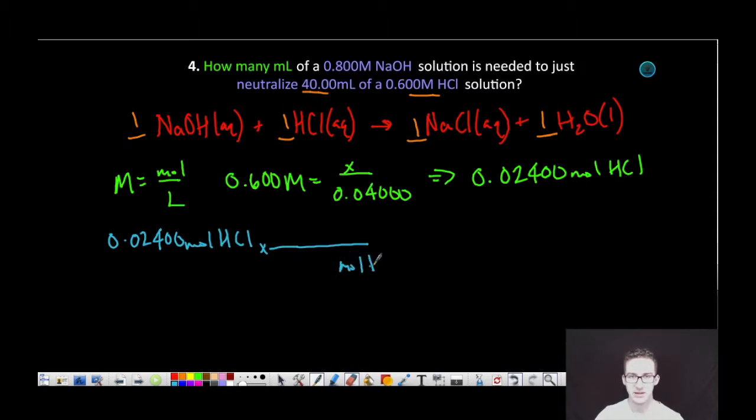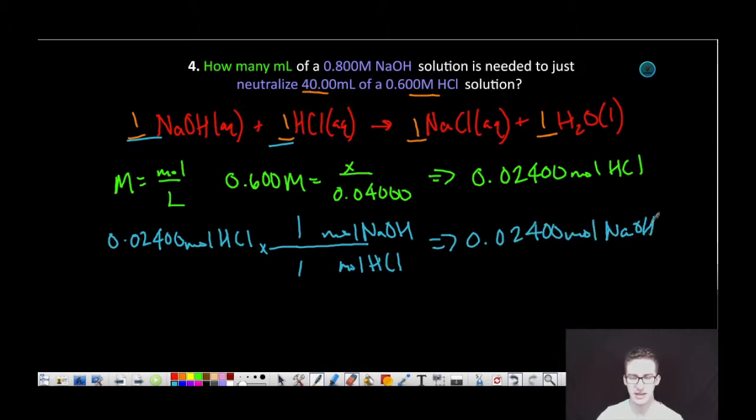That also means that we've got the same number of moles of sodium hydroxide, because the relationship in the balanced equation is 1-to-1. Therefore, we also have 0.02400 moles of sodium hydroxide.